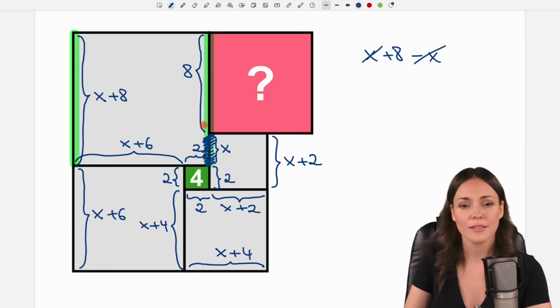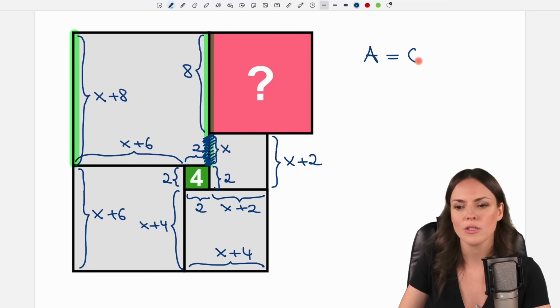Okay, so because it's a square, we can find the area now because it's just 8 times 8, so 64, and we are done.